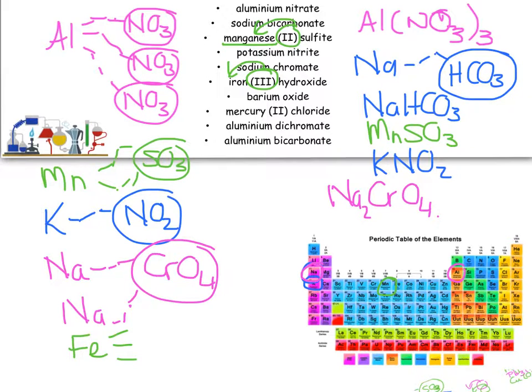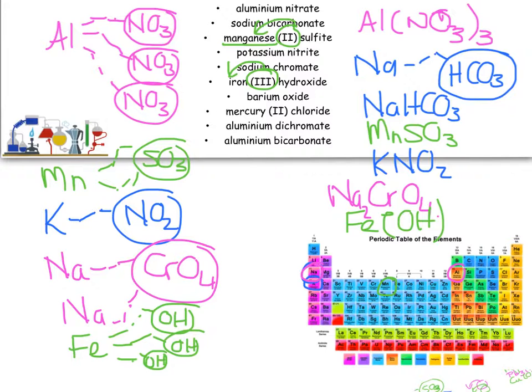Iron 3 hydroxide. My iron has 3 arms in the story, and because of that stock notation telling me the valency of the element in front, hydroxide is OH. It has 1 arm. I need another hydroxide and another hydroxide, and I land up with a formula of Fe. There's only one, bracket OH, close bracket, and there are 3 of the OH group, so I'm going to go 3.